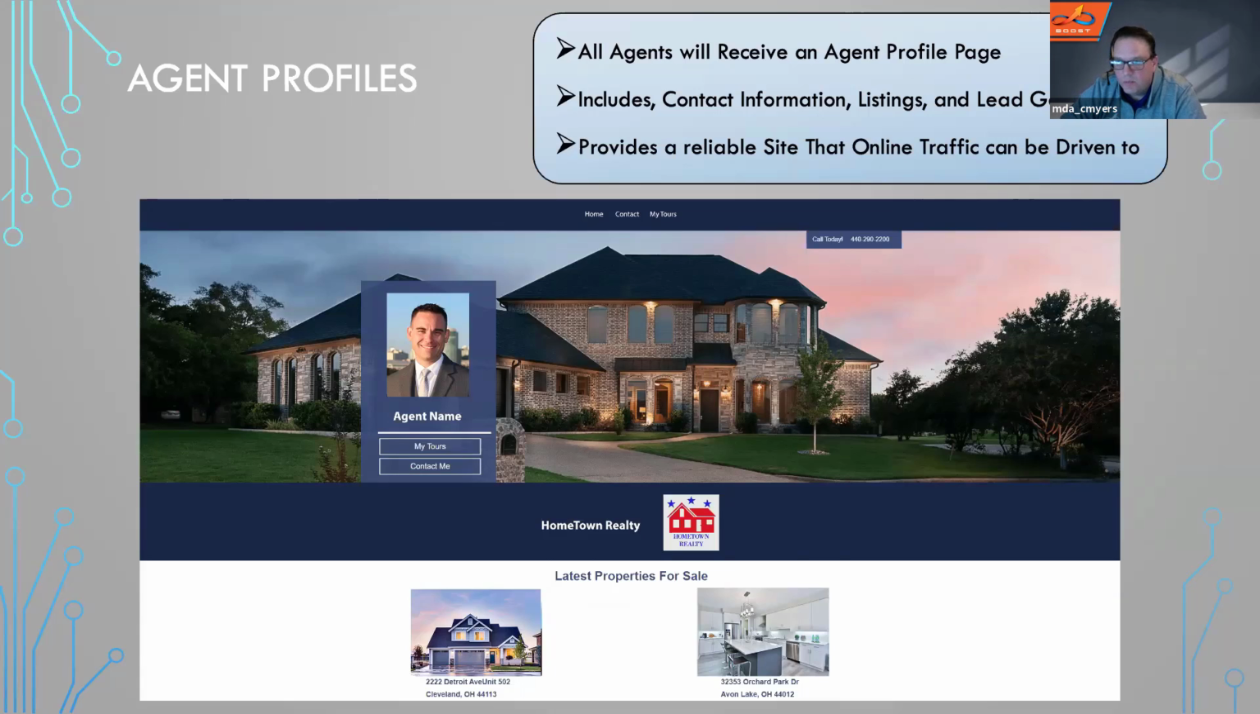So this is branded for the office, for the brokerage. It has the agent's contact information on. It is populated with their listings from the MLS, and it is a lead generating site. So we have completely populated a fully working and fully operational website that every agent can rely on and drive traffic to.